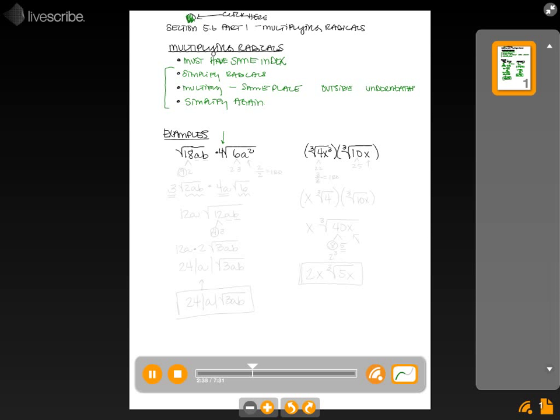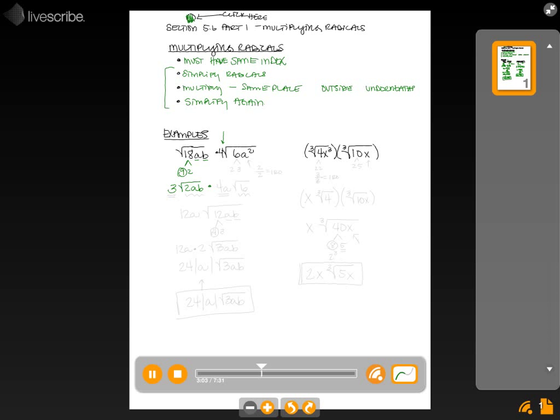First thing we want to do is simplify the radicals. So let's break down 18. We want the biggest perfect square that goes into 18. It'd be 9 times 2. 9's our perfect square, which means 3 goes out in front. A and B, neither of them have an exponent bigger than the index, so they're both going to stay underneath. So that gives us 3 times the square root of 2ab.